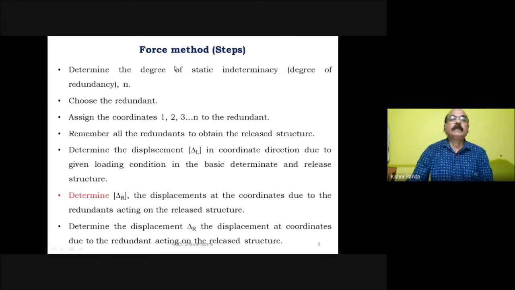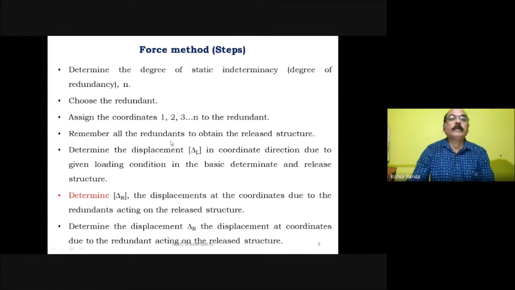These are the steps that you have to use for analysis of any statically indeterminate frame or beam. First, you have to find out the degree of static indeterminacy. Then the second step is to choose the redundants. Assign the coordinates 1, 2, 3, n to the redundants. If the degree of static indeterminacy is n, you have to choose n redundant forces. Then you have to assign the coordinates 1, 2, 3, n.